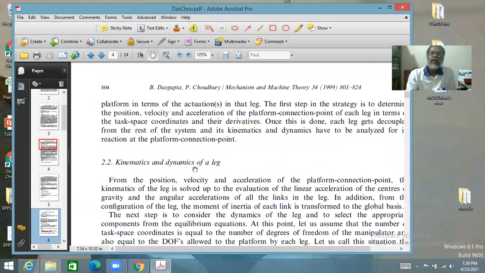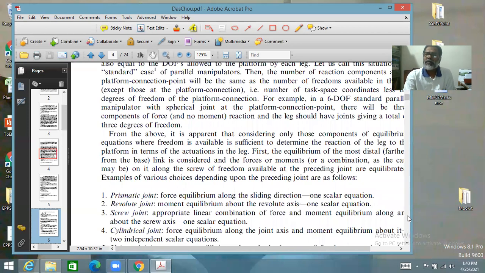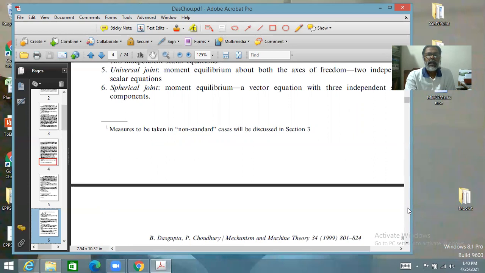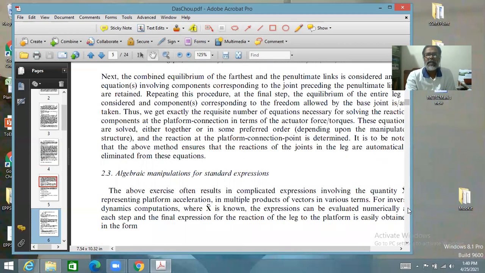After you complete the analysis of kinematics and dynamics of the leg, you should get the force of the leg on the platform at the platform connection point, in terms of the known and unknown quantities that are involved in the analysis. Now, from all such legs, you collect them and finally write the dynamic equations for the top or platform, the end effector. So this is basically the strategy.